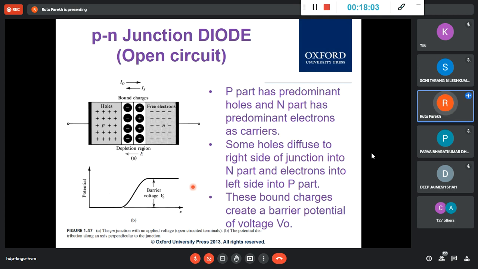Okay, and have you studied this slide, this P and N? Now we are bringing them together, and we are not giving any voltage yet. No battery right now, only the diode is there. So have you studied diode physics?